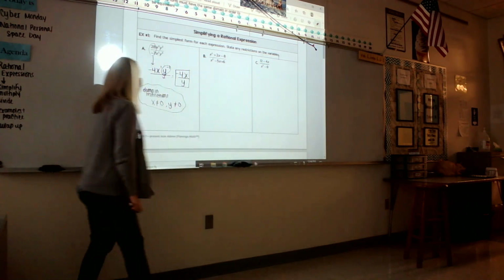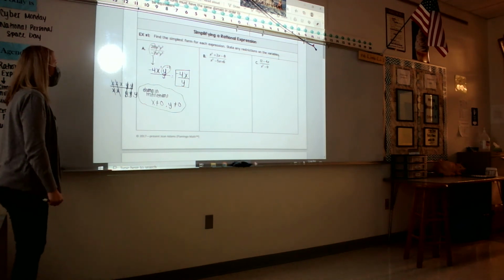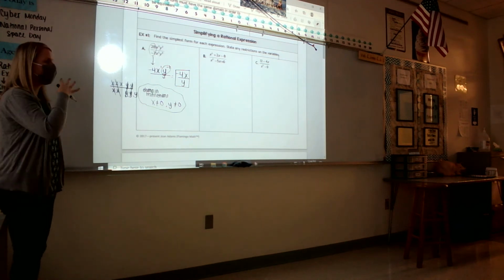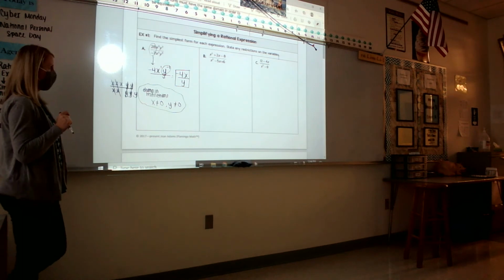Okay, so the thing we noticed about A: no factoring, that's fine. We were just reducing a fraction, seeing where things ended up, and then just checking that at no point during the problem can the denominator equal 0.